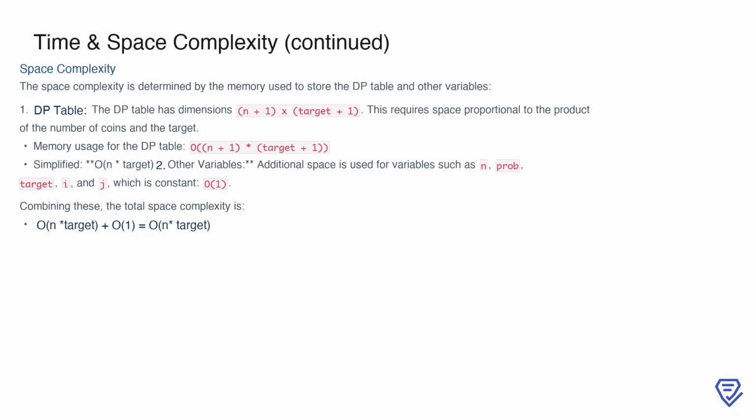Alongside this, we use a constant amount of space for variables such as n, prob, target, i, and j, which contributes O(1) to the overall space usage. When we combine these, the total space complexity becomes n * target plus 1, which simplifies to O(n * target). This means the DP table dominates the memory usage in this solution.